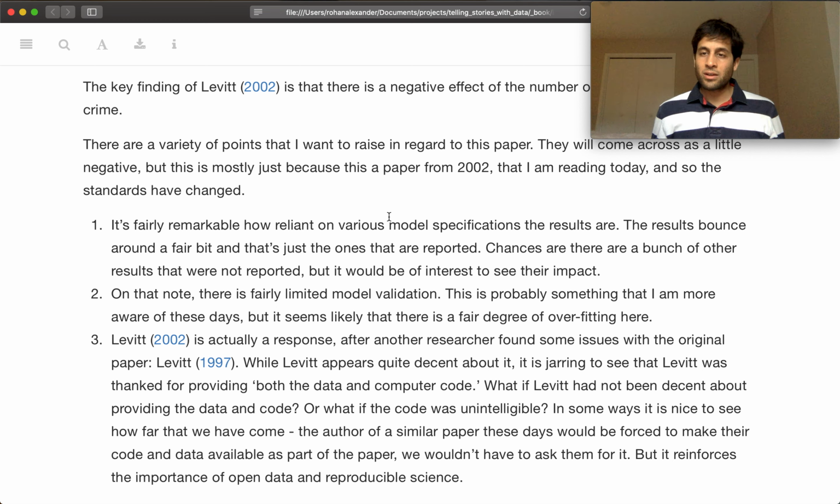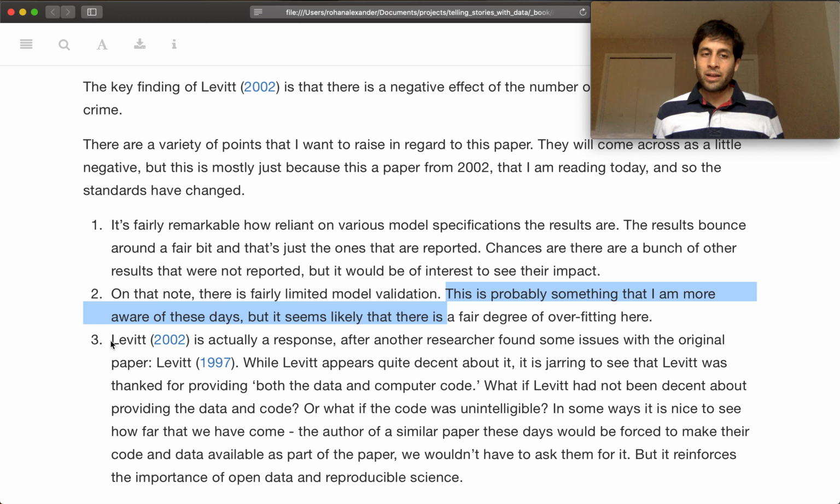Levitt also does fairly limited model validation. Perhaps it's just that we are more aware of these sorts of concerns these days, but it seems to me like there's definitely going to be a whole lot of overfitting going on here, and we might like to have another look at these estimates in the context of a more modern approach.